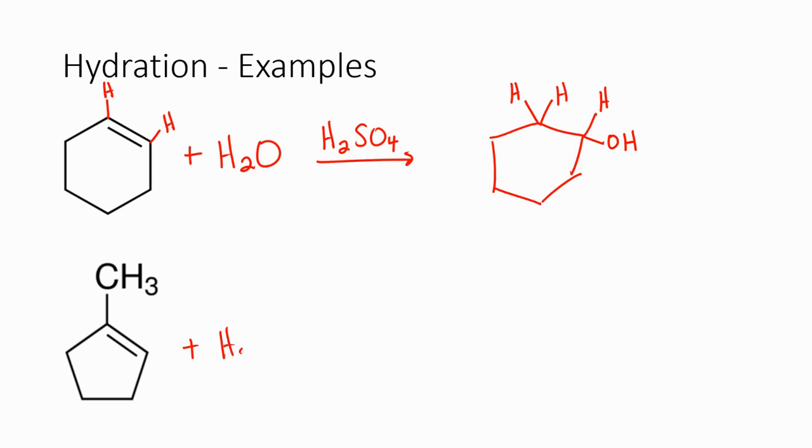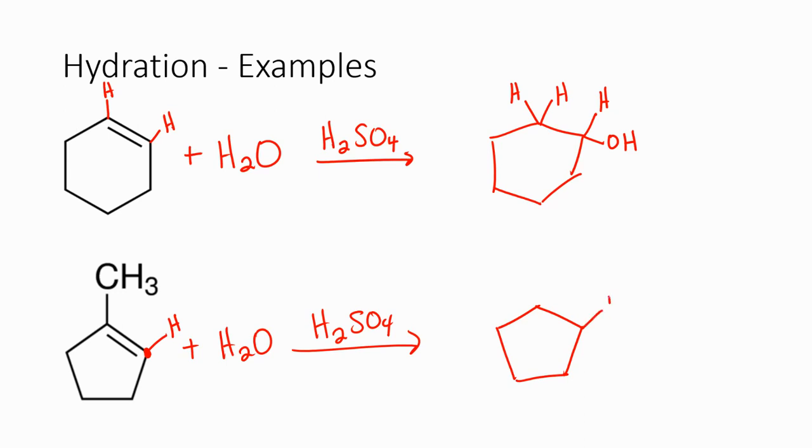What about here, though? What about 1-methylcyclopentene? We have a methyl on one side of the double bond and a hydrogen on the other. So we need the hydrogen to add to the side of the double bond that already has more hydrogens. We're going to follow Markovnikov's rule. We add our hydrogen here, which leaves our OH at that top carbon spot with methyl.